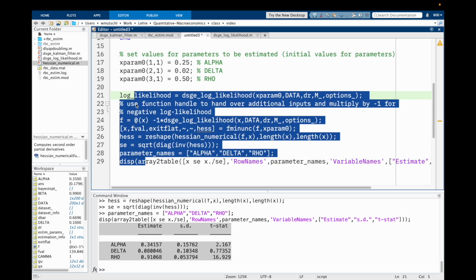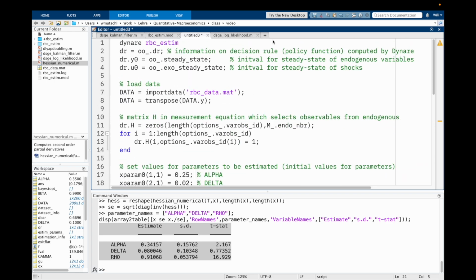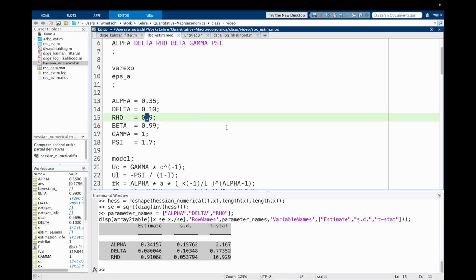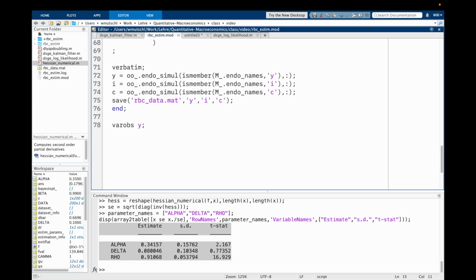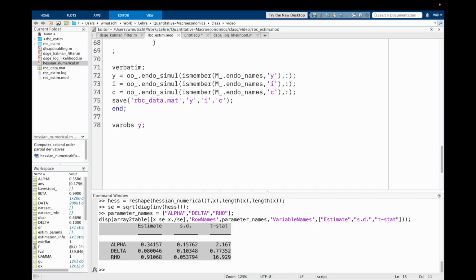Now, this is what we did manually. Dynare, of course, can do this for you. Okay, so let me go into my mod file. Let me show you how you do a maximum likelihood estimation in Dynare.